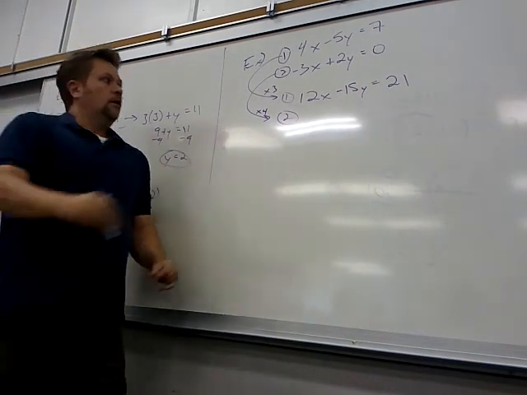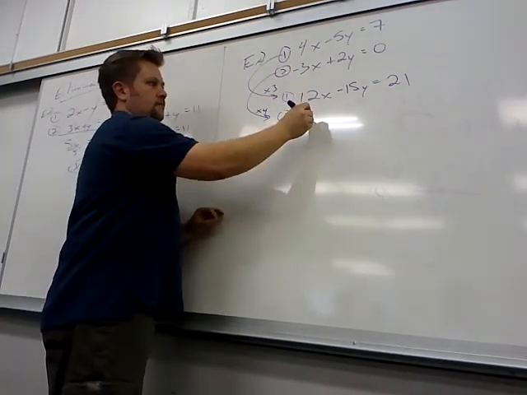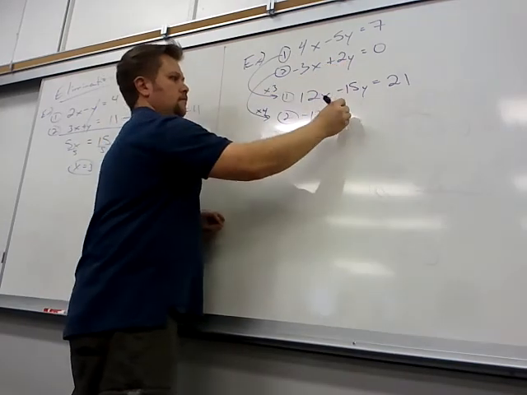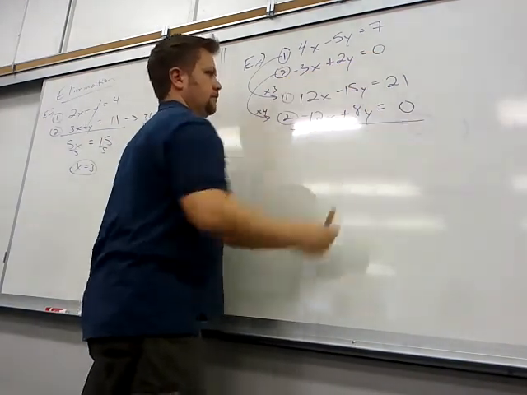Okay. So what do I get when I multiply this by 4? Negative 12x plus 8y equals 8. Zero. Just kidding. I wrote that down.